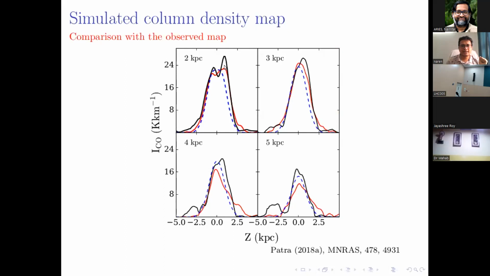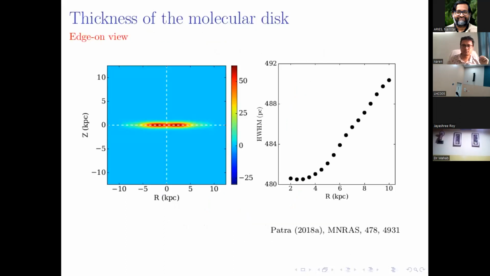So the red and the black curves are coming from the observation, and the blue is from our hydrostatic modeling, right? And as you can see, they actually compare pretty well at different radii. It's not just at one radius. So it gives us confidence that our modeling is correct, and the assumption we started with, that this is in vertical hydrostatic equilibrium, is not actually far from the truth.